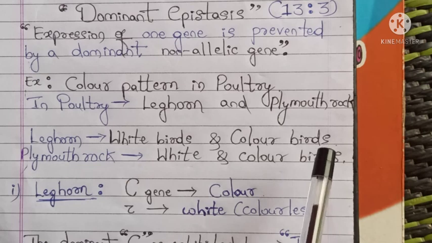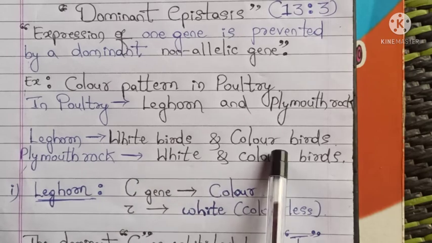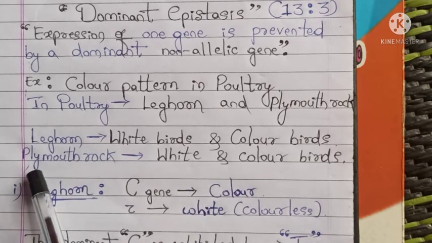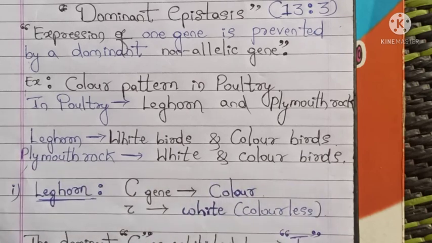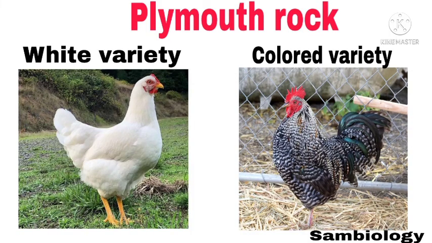Watch these photographs so that you can get a good idea about the white and colored birds of Leghorn, and similarly the white and colored birds of Plymouth Rock. As you can see in the image, there are two varieties of Leghorn, white Leghorn and a colored variety of Leghorn. Similarly, Plymouth Rock also has two varieties, a white variety and a colored variety.